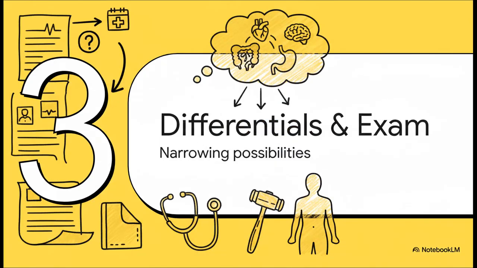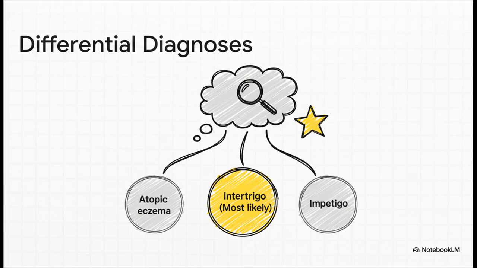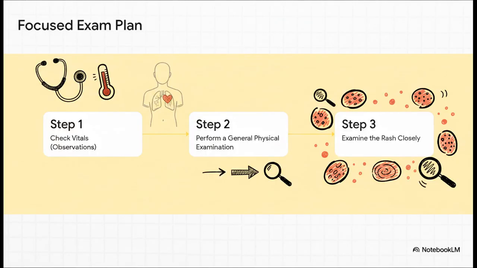Okay, with a solid history under your belt, you can now form your differential diagnoses and start planning your physical examination. Your history is pointing strongly towards Intertrigo, a red, sore rash in a skin fold. That's going to be your top differential. But you also need to keep other possibilities in mind. Could it be atopic eczema? What about impetigo, especially if there's any crusting? Or even cellulitis if there are signs of a deeper infection? Your examination plan needs to be focused. Start with observations to check for any systemic signs of infection, do a quick general exam, and then zoom right in on the rash itself, noting its appearance and distribution.